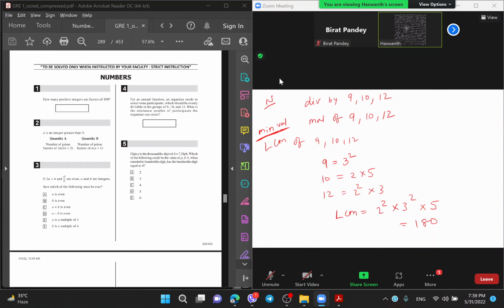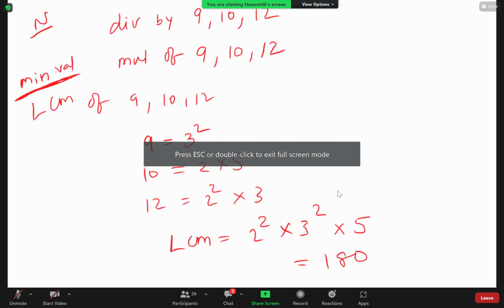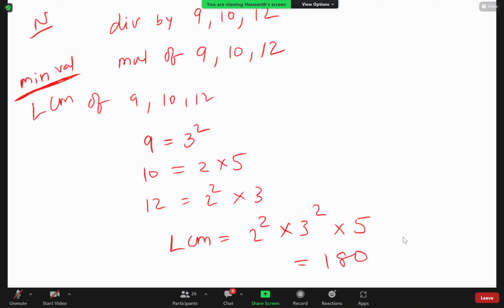So as the participants must be evenly divisible in the groups of 9, 10, and 12, I am saying that the number of participants must be a multiple of 9, 10, and 12. And he is asking us the minimum value. The minimum value which is a multiple of 9, 10, and 12 is given by the LCM of 9, 10, and 12. Least common multiple of 9, 10, and 12. Find out what it is, we get it as 180.